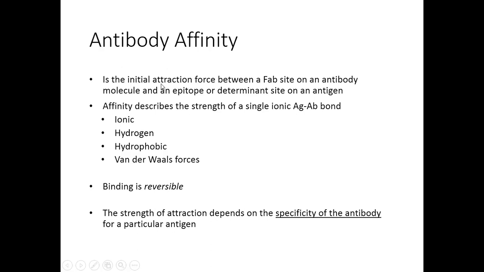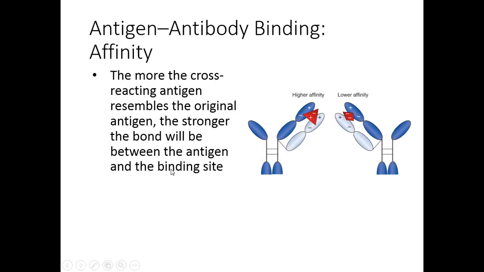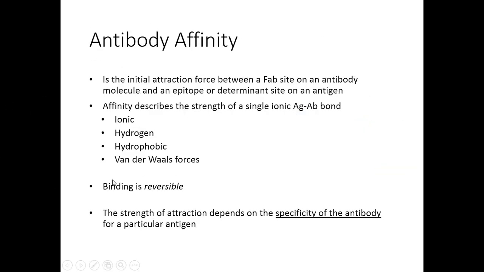And the initial forces that will bind an Fab site on an antibody to an epitope are called what? Affinity. That's the affinity. They like each other. Yes, they really like each other, and they want to bond together. What else do we know about affinity and binding? It's really important for us to remember that antigen-antibody binding is reversible. We're going to see why in just a few minutes.